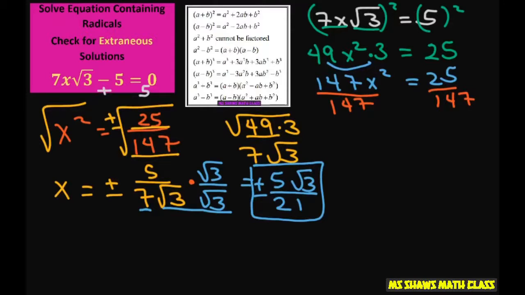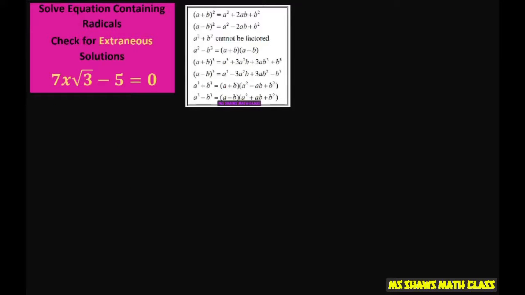Now we have to go back to the original equation and check to see if it's true. So we could actually also use this. This might make it easier. So I'm going to write those down. So we have x equals plus or minus 5 divided by 7 square root of 3. Or you can use x equals plus or minus 5 square root of 3 divided by 21. It depends on how you want to plug it in.